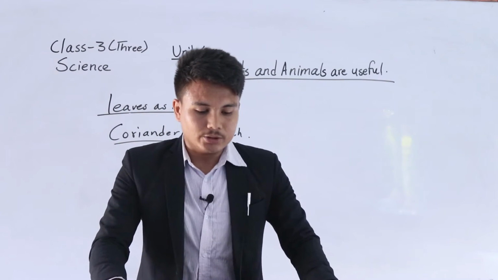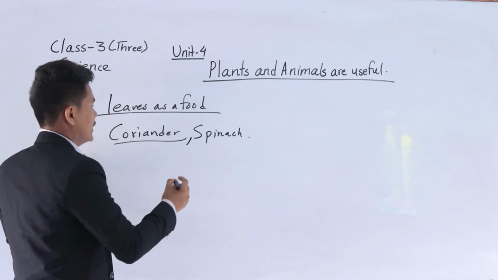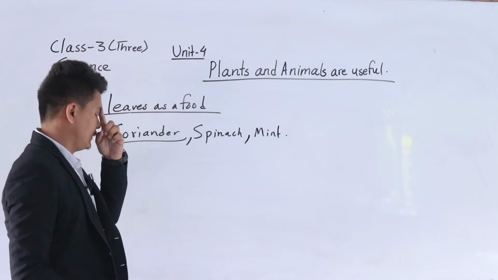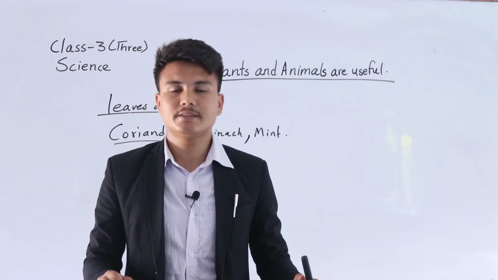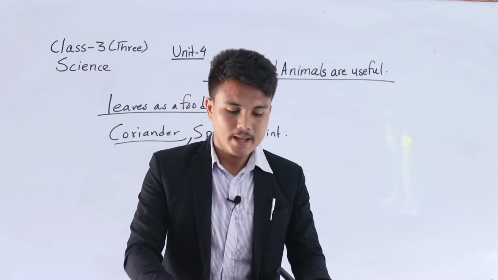So the leaf of coriander and mint have good fragrance, meaning good smell. Mint also. They have good fragrance and they are used as spices, in the form of masala.